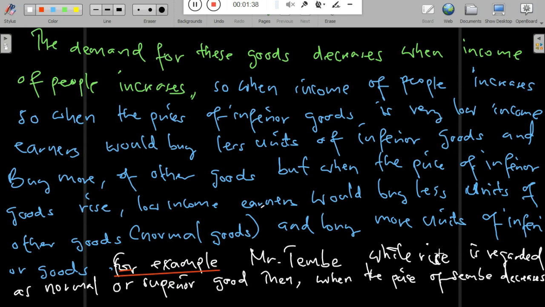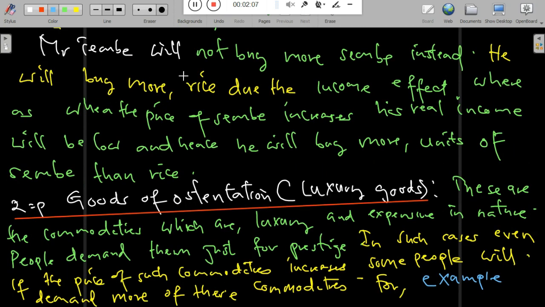For example, if sembe is regarded as an inferior food for Mr. Tembe, while rice is regarded as a normal or superior food, then when the price of sembe decreases, Mr. Tembe will not buy more sembe. Instead, he will buy more rice due to the income effect. But when the price of sembe increases, his real income will be low, and hence he will buy more units of sembe than rice.